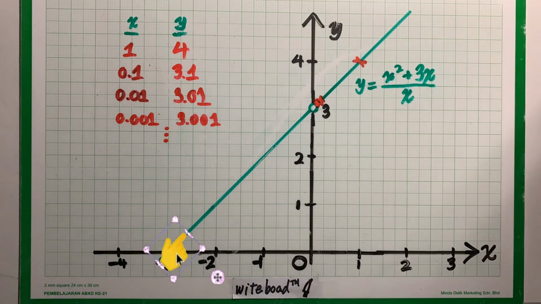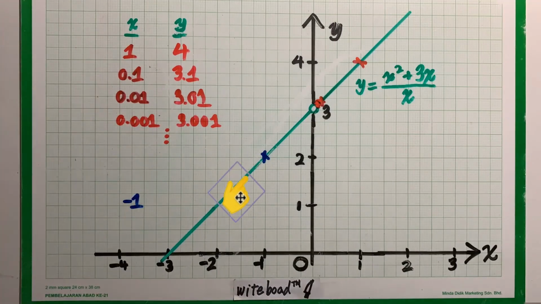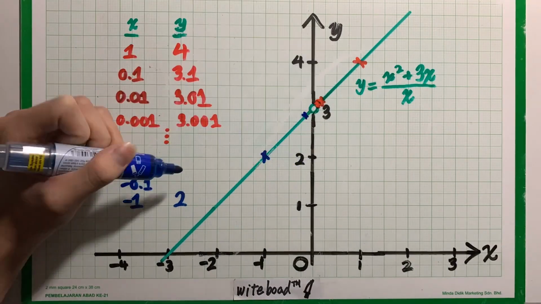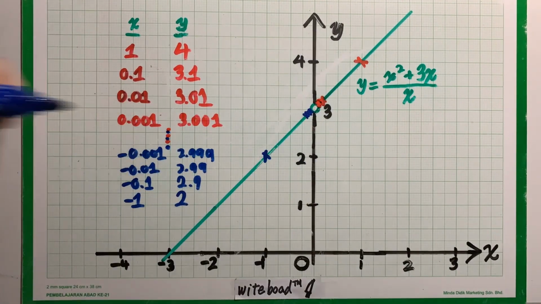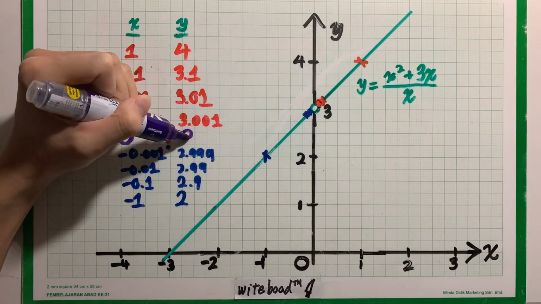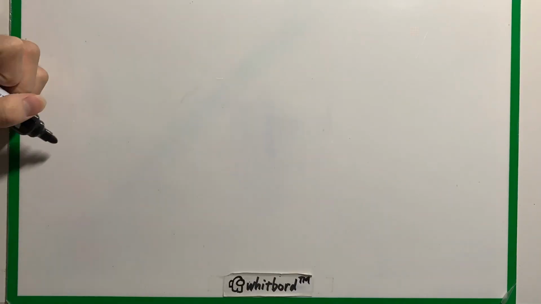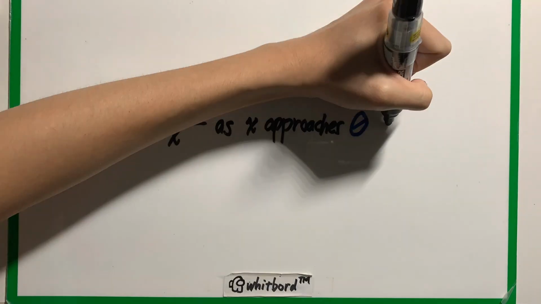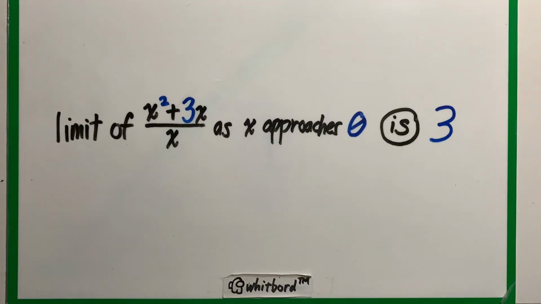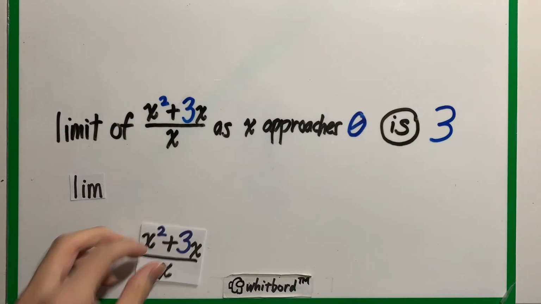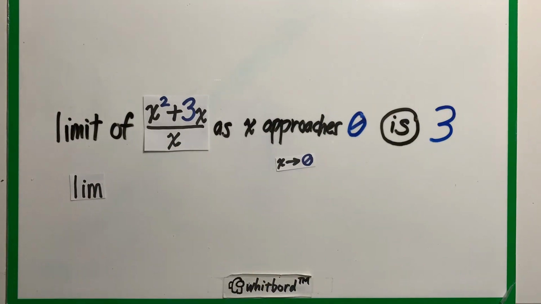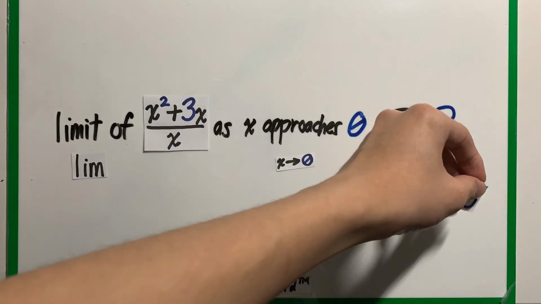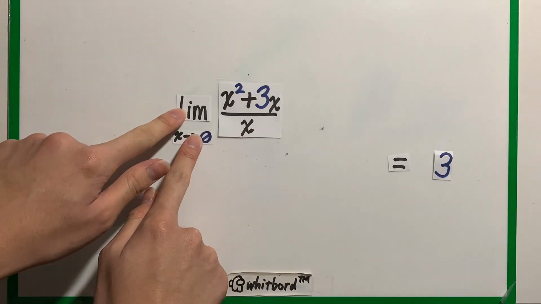But that's not all. You see, you'll have to approach the point from the other side as well. And now we can confirm that the limit of this function as x approaches 0 is 3. Recalling the notation from the last video, we can write it like this.